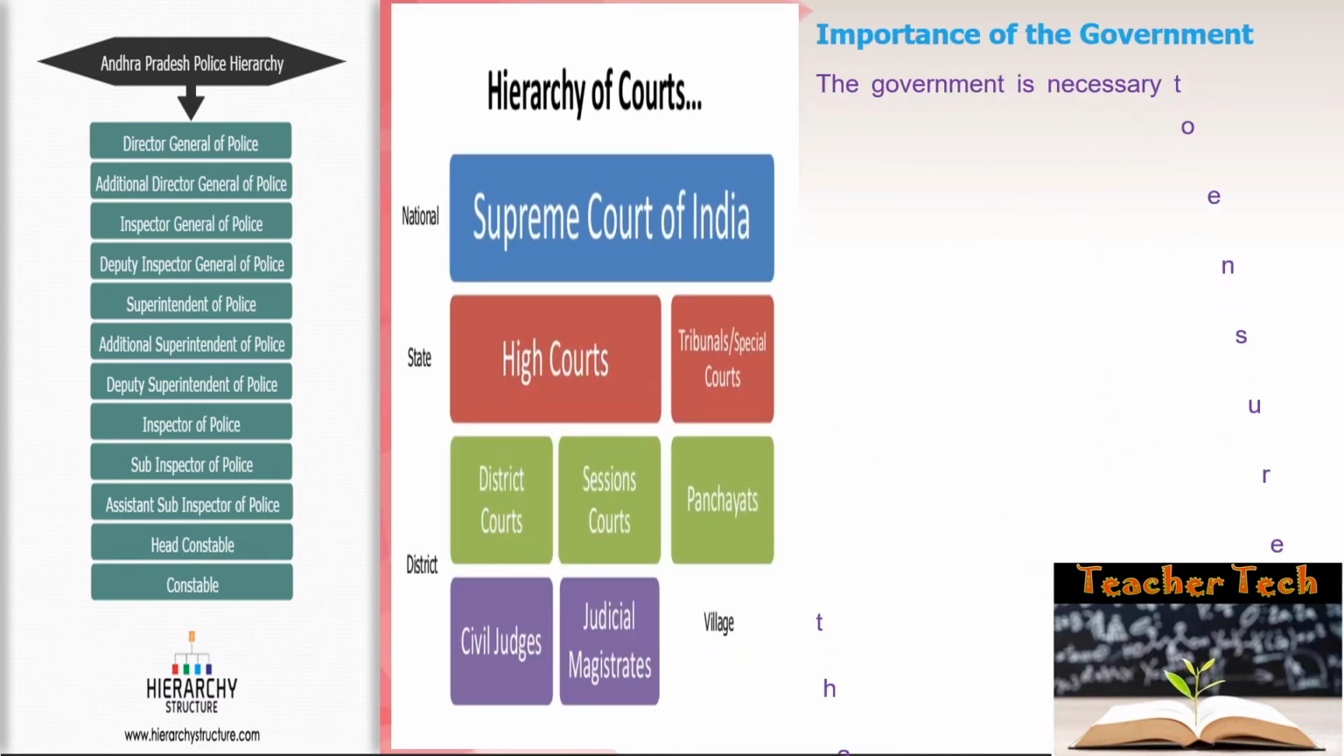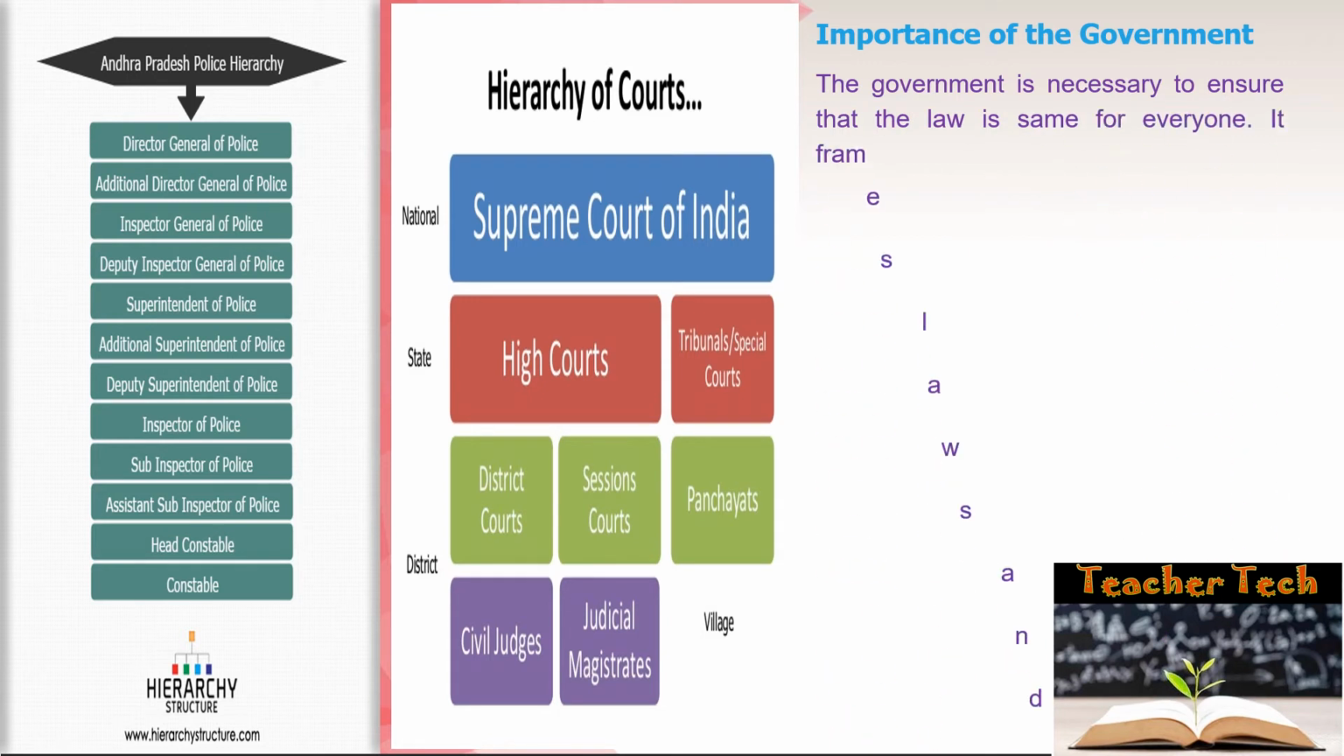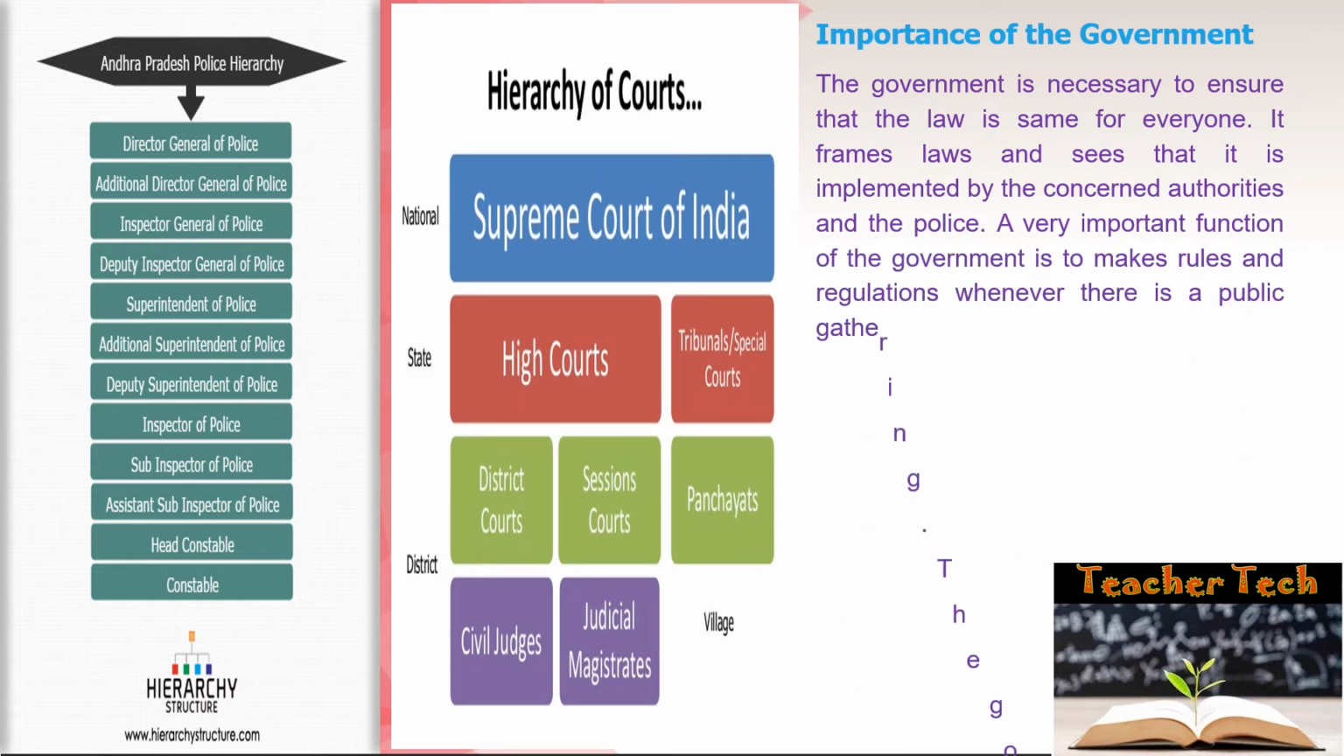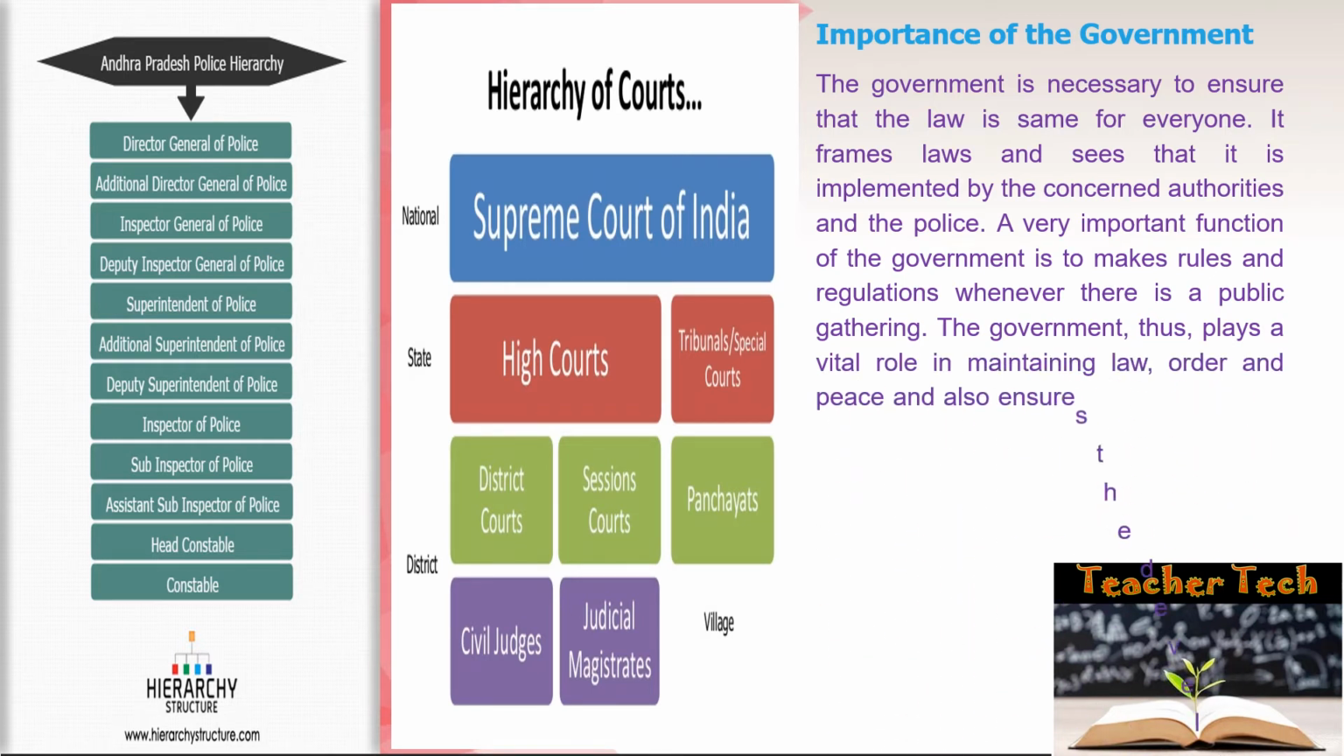Let us understand the importance of the government. The government is necessary to ensure that the law is the same for everyone. It frames laws and sees that they are implemented, executed by the concerned authorities and the people. A very important function of the government is to make rules and regulations. Whenever there is a public gathering, the government thus plays a vital role in maintaining law, order, and peace, and also ensures the development of the nation.